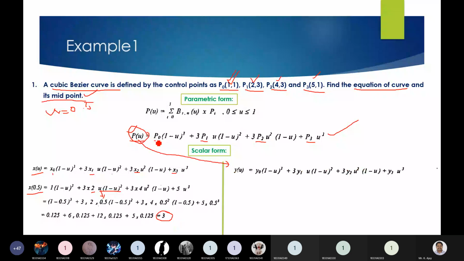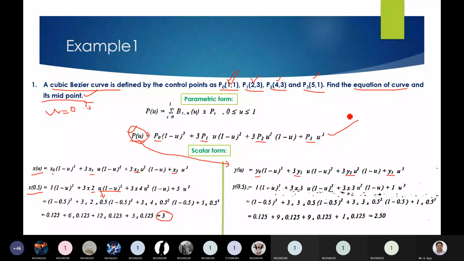Only thing is, instead of P, you have to write the y values here. All these are the y coordinates of the 4 points, right? So similarly, you can also calculate the y coordinate of the midpoint as 2.5. Therefore, the final midpoint of the, here what is the equation of the curve? This is the equation of the curve, right?